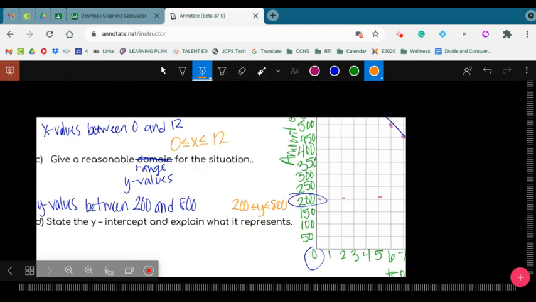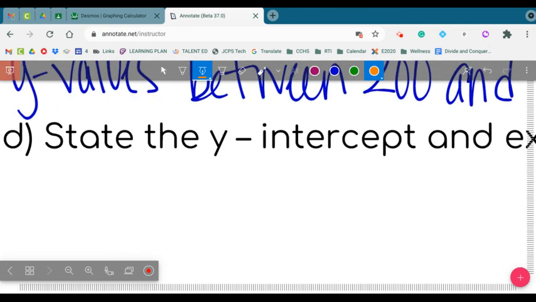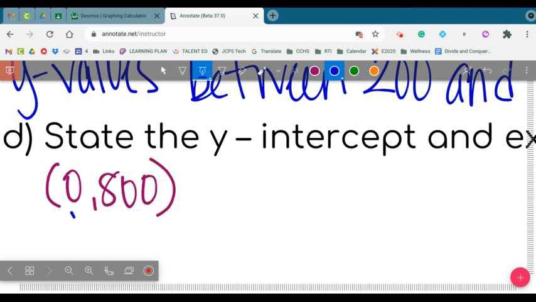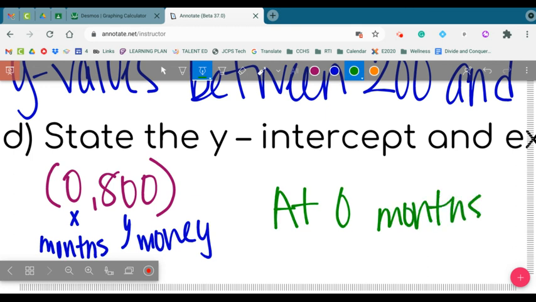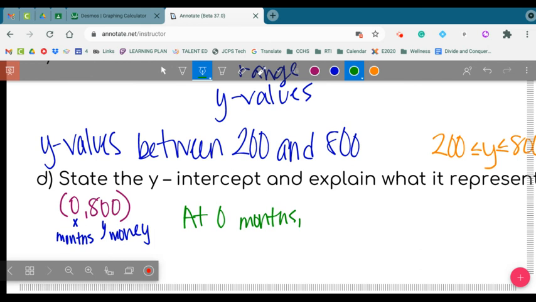Okay, last one. What is our y-intercept? Our y-intercept is (0, 800). What does this mean? If you remember, our x is months, and our y is money. So we can state this as: at 0 months, he has $800.